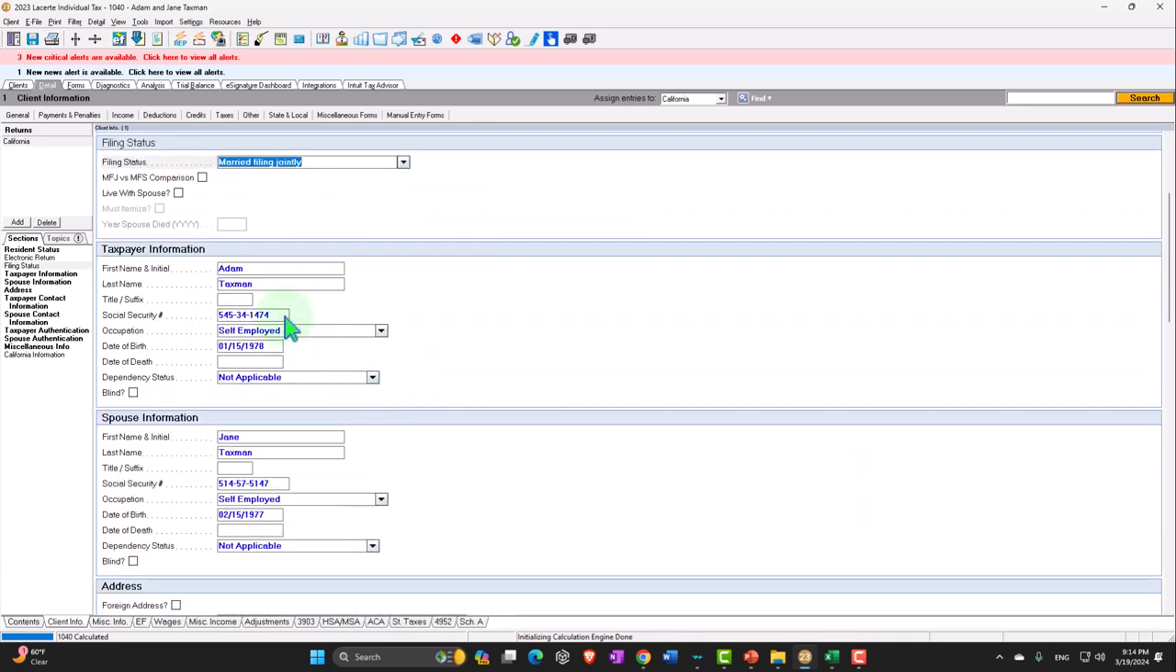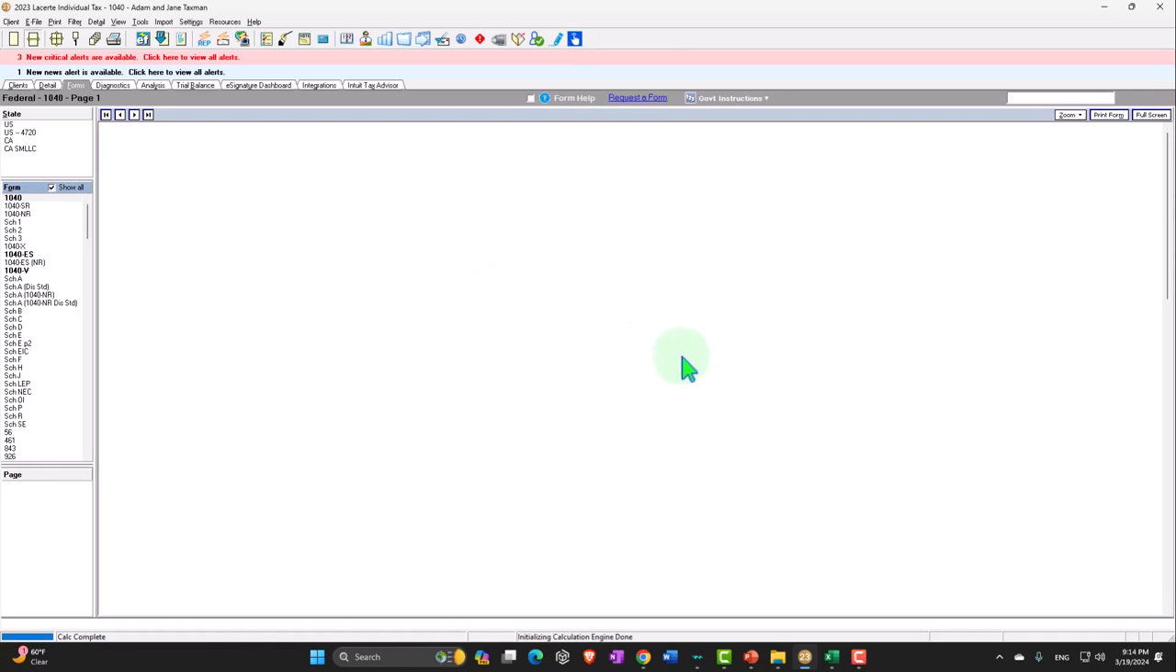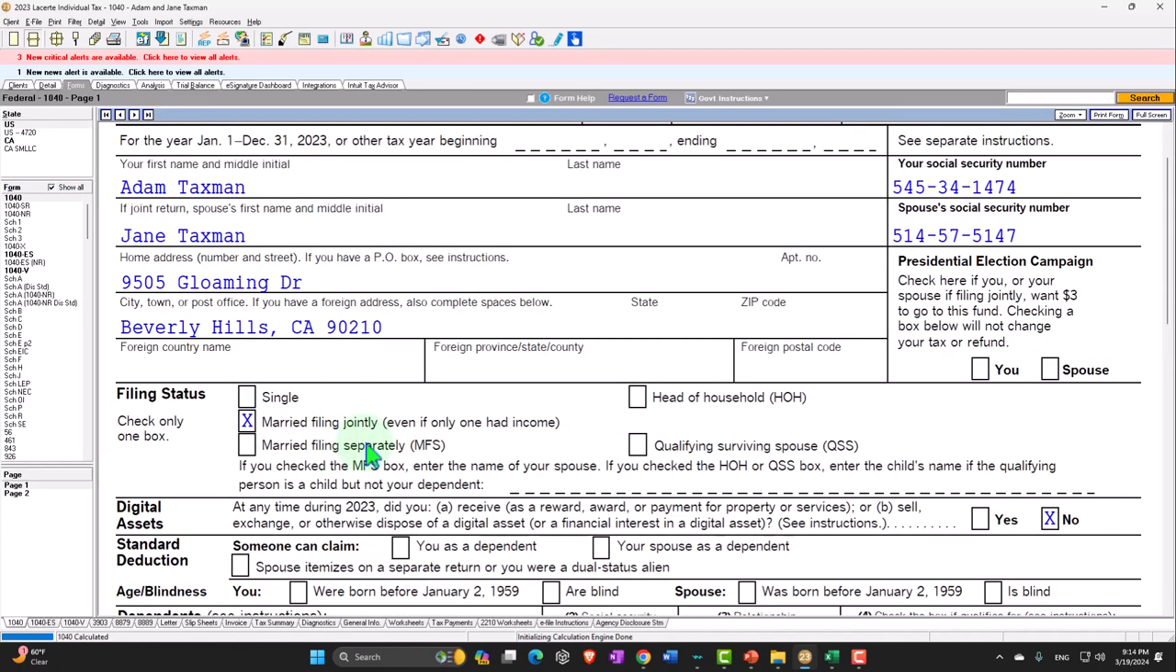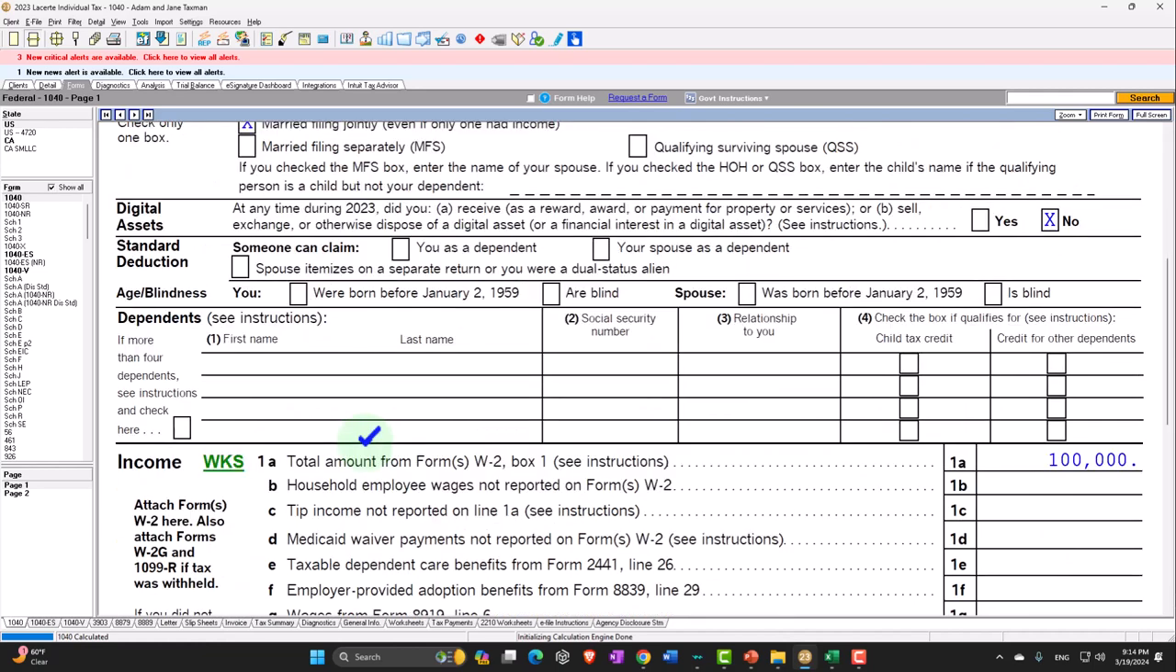How do you do the plural on that? Anyway, we're going to say they get married. And if I go back over, so now we've got Adam and Jane Taxman. They're living in married Beverly Hills.